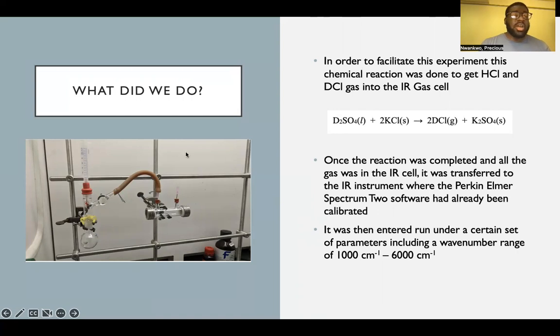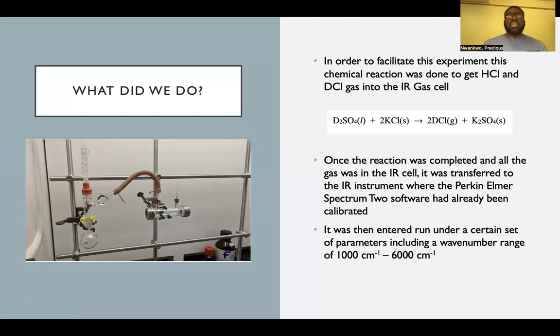This is all done under air-free conditions, so we want to make sure that this is all oxygen-free before we even start. And once we know that we have our DCl gas in our IR gas cell, we'll remove this needle to then trap the gas in the cell and clamp it here, which we can then remove and transfer to our instrument.